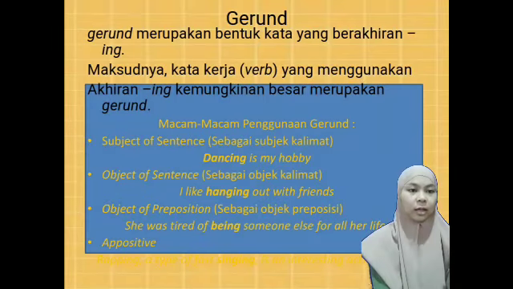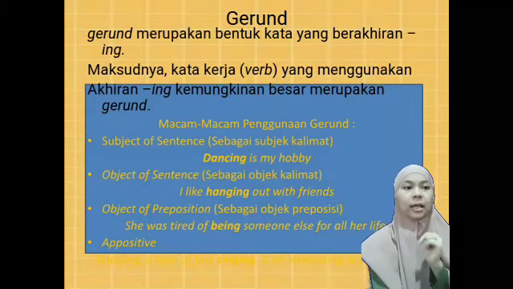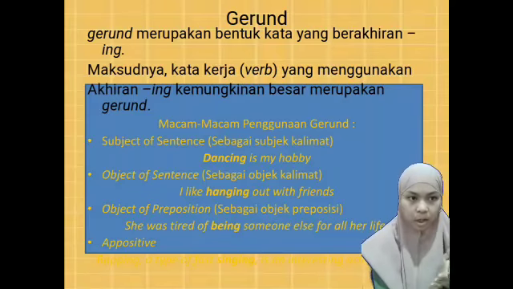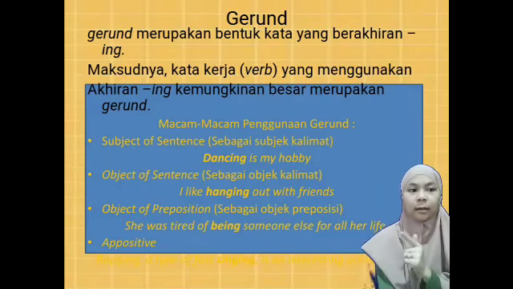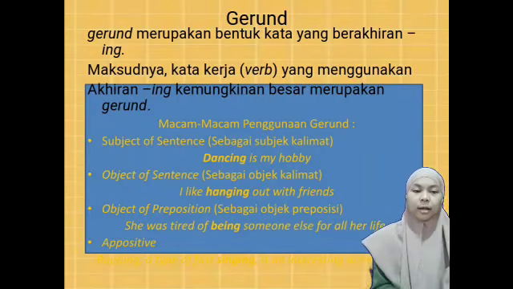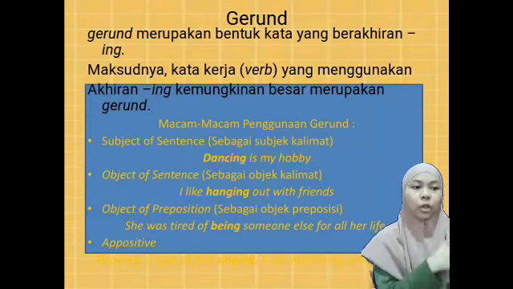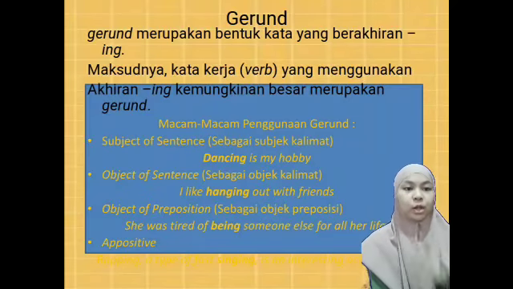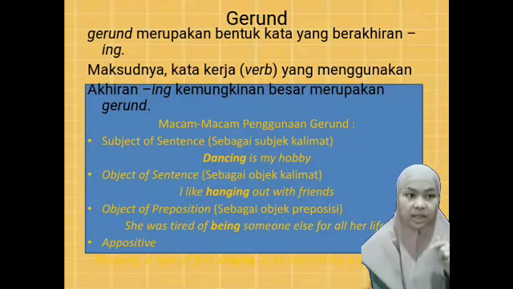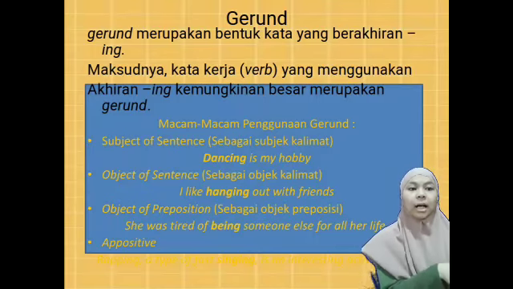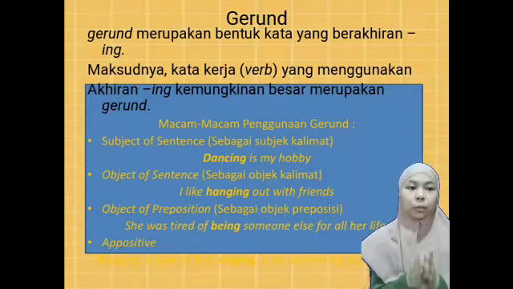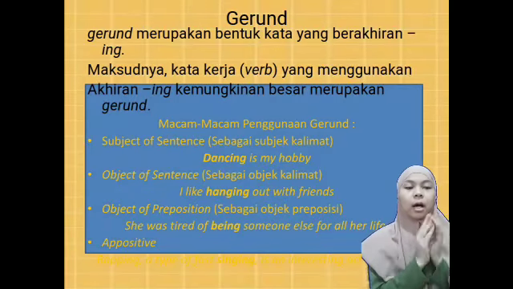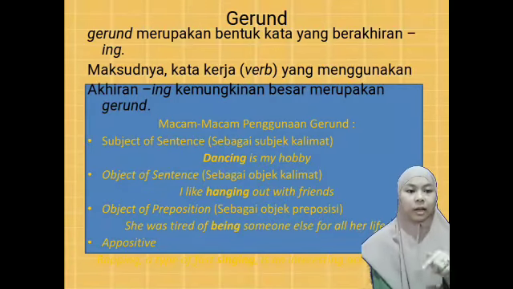I as a subject, like as a predicate, and hanging out is an object. So hanging out is from the verb hang, so we put -ing there. And the next is as object of preposition. For example, she was tired of being someone else for all her life. So after we put "of", we should put "being". We should put verb plus -ing there.